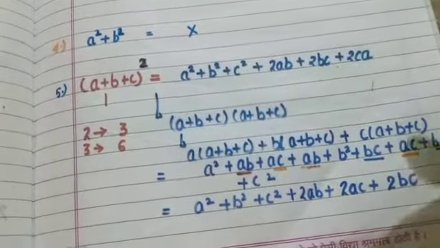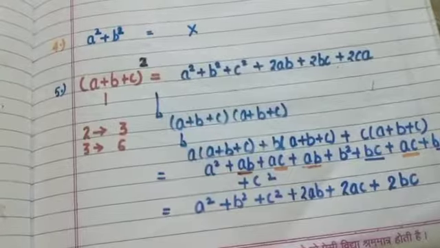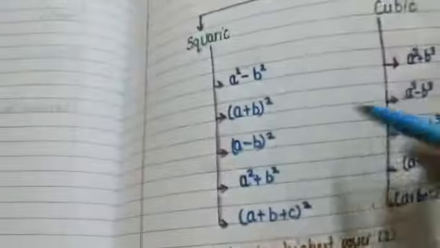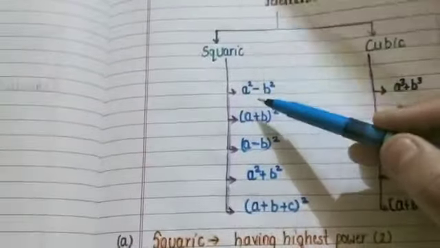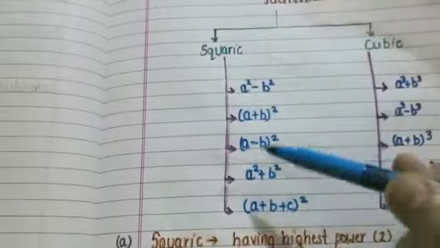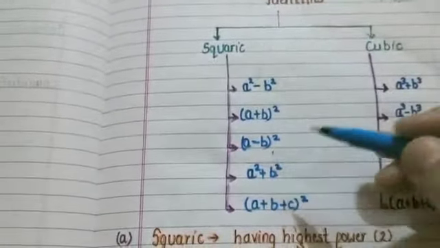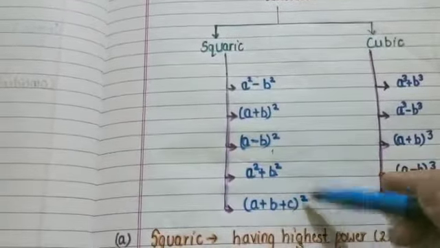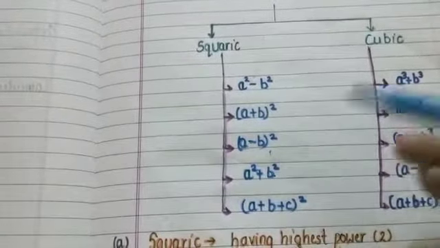These are the basic identities based on the squaric concept. So we have a total of 5 identities based on the squaric concept: a square minus b square, a plus b whole square, a minus b whole square, a square plus b square, which has no explanation yet, and then a plus b plus c whole square. So we can say that we have the 5 squaric identities.